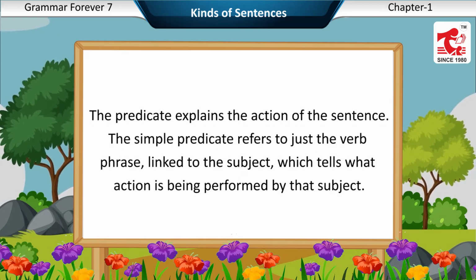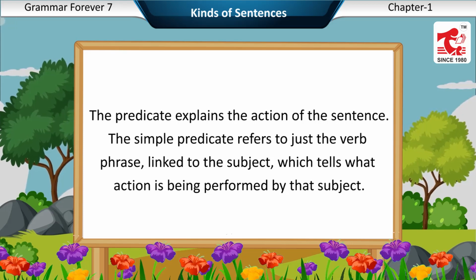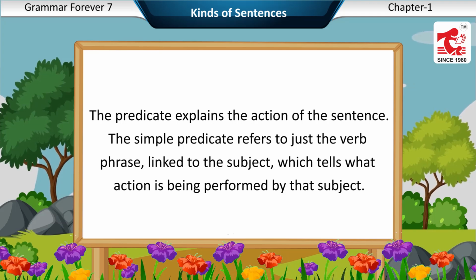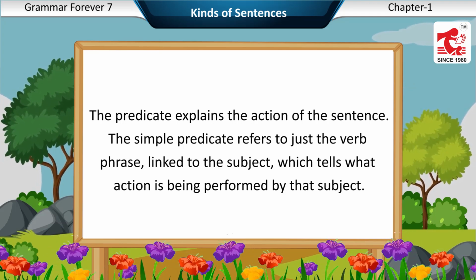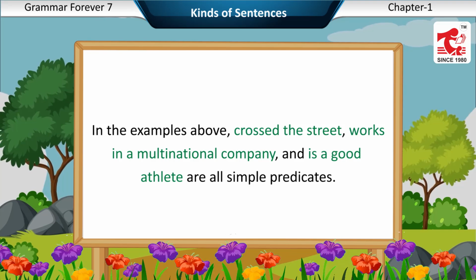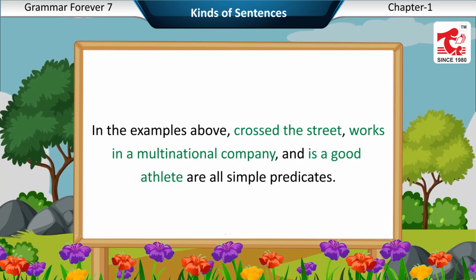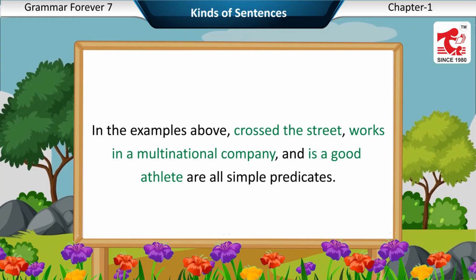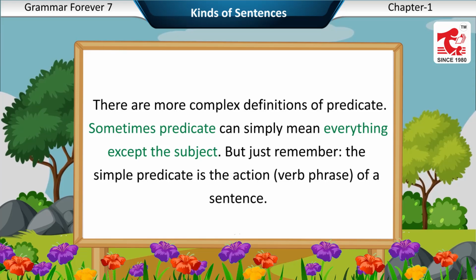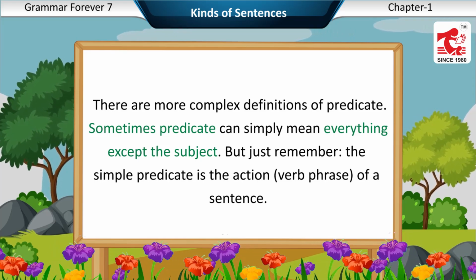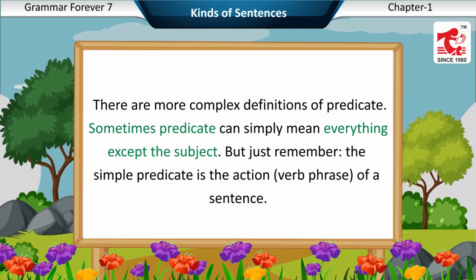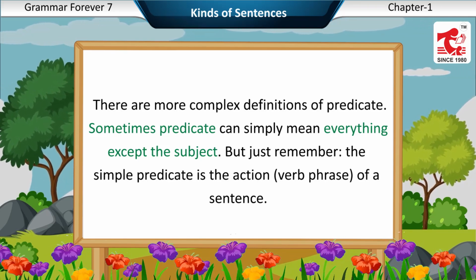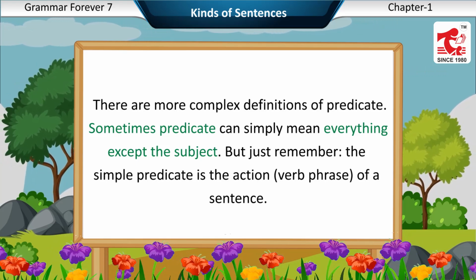Predicate. The predicate explains the action of the sentence. The simple predicate refers to just the verb phrase linked to the subject, which tells what action is being performed by that subject. In the examples above, crossed the street, works in a multinational company, and is a good athlete are all simple predicates. There are more complex definitions of predicate. Sometimes predicate can simply mean everything except the subject. But just remember, the simple predicate is the action, verb phrase of a sentence.